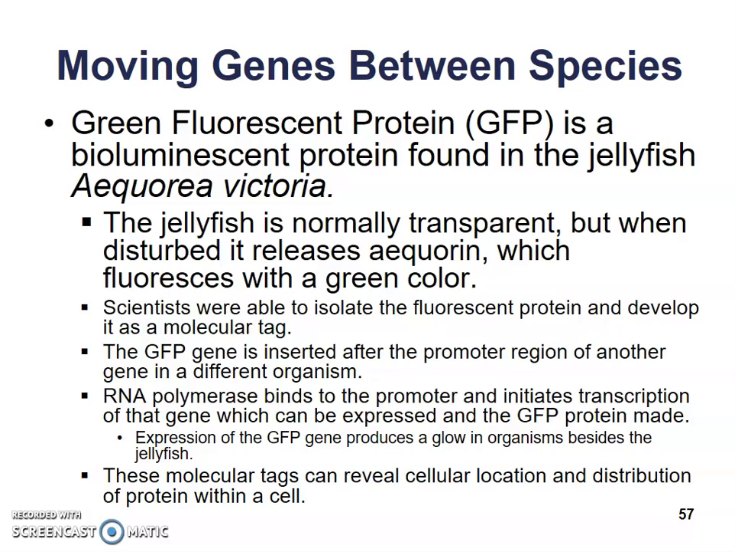The GFP gene is inserted after the promoter region of another gene, which is basically the spot that says, hey, start making a copy here. So it's stuck after the promoter. The gene is inserted there, and expression of that GFP gene allows the organism to glow. These molecular tags can reveal cellular location and distribution of protein within a cell. So by inserting this GFP, we can see where that gene actually goes after crossing over occurs.